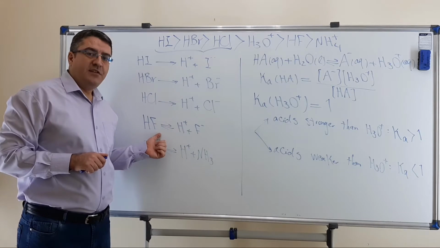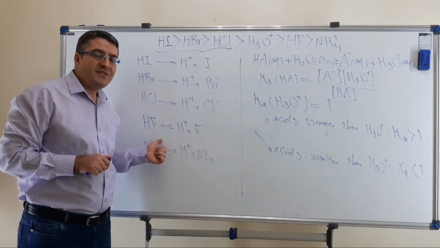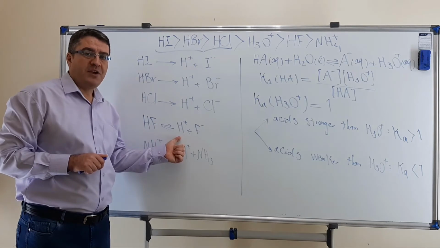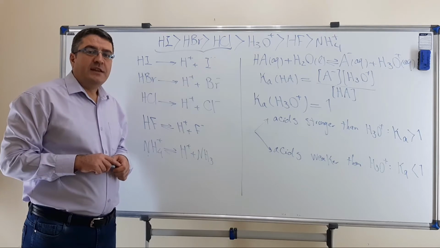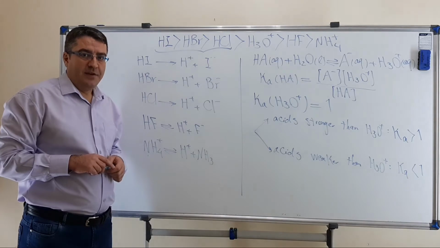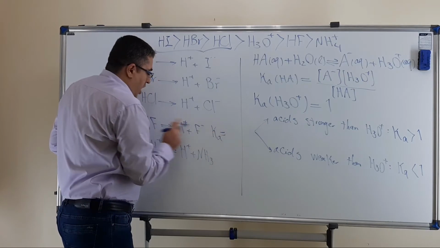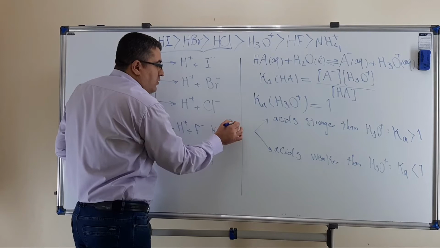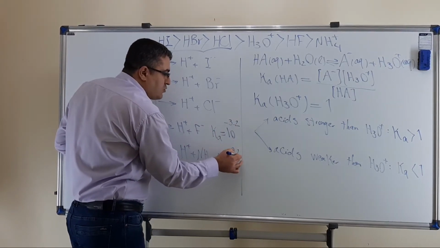Here, acid with greater value of acidity constant at same concentration will produce more H+, more hydronium cation. So, solution of acid with a greater Ka acidity constant will be more acidic. Acidity constant of hydrofluoric acid is equal to 10 to the power of minus 3.2, and acidity constant of ammonium cation is equal to 10 to the power of minus 2.5.